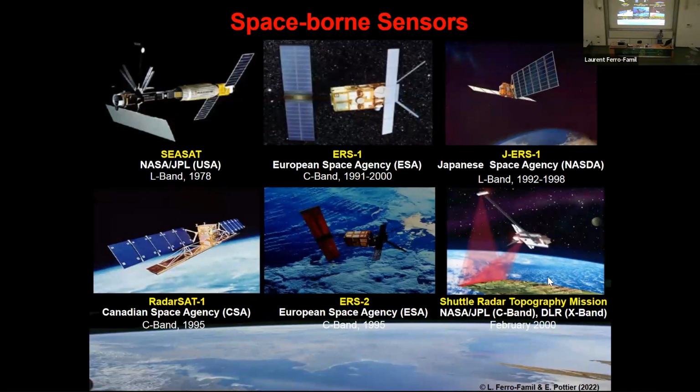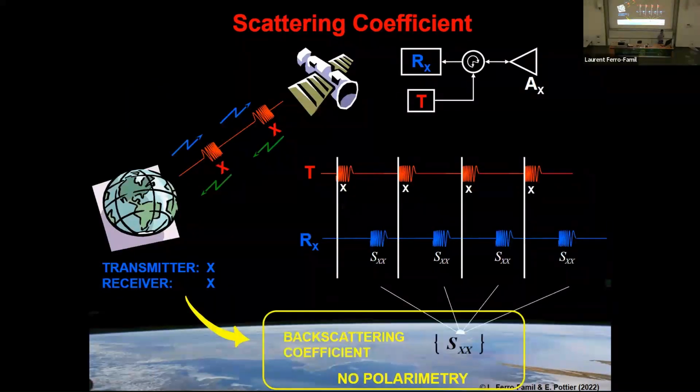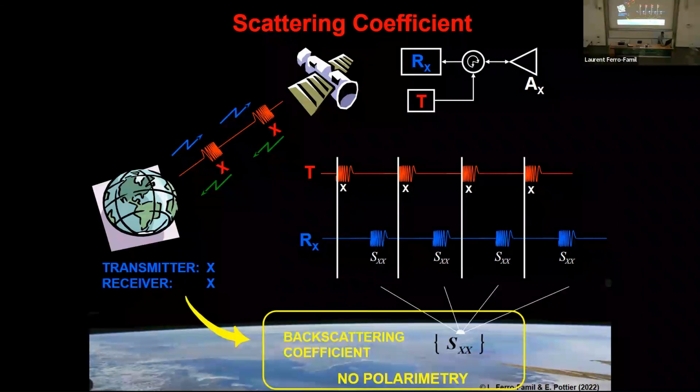We will see what a polarization is, but they work according to the following principle. They transmit and receive through the same antenna, or similar antennas. They transmit one pulse, receive one pulse, and each of these pulses is measured by an antenna with the same polarization. So this is called a scalar acquisition.